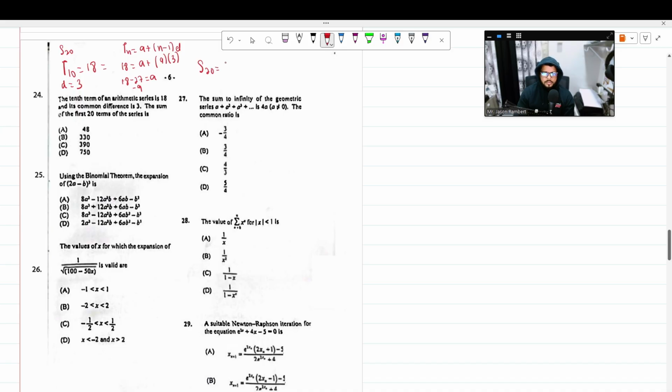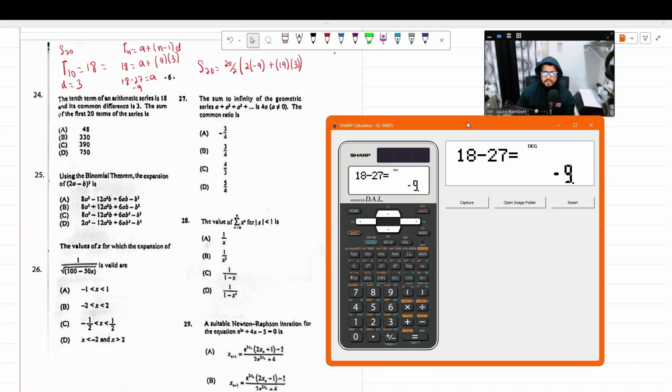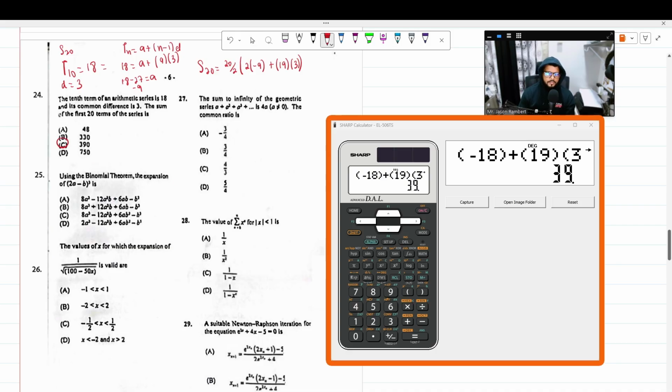S20 is equal to 20 over 2 into 2A plus n minus 1, which is 20 minus 1, which is 19, multiplied by D, which is 3. We're going to get minus 18 plus 19 by 3, which is 39, by 10 is 390.